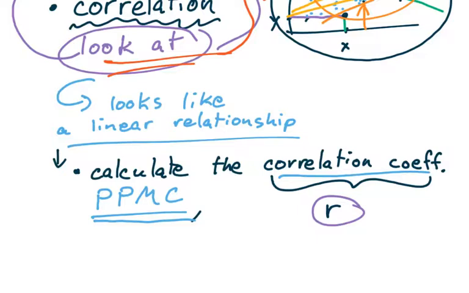Just to give you a brief look ahead: we obtain the data and plot it for our scatter plot. If it looks like there's a linear relationship, we'll proceed on to calculate the correlation coefficient. We'll perform this kind of tedious calculation to obtain a numerical value for the correlation coefficient, R.